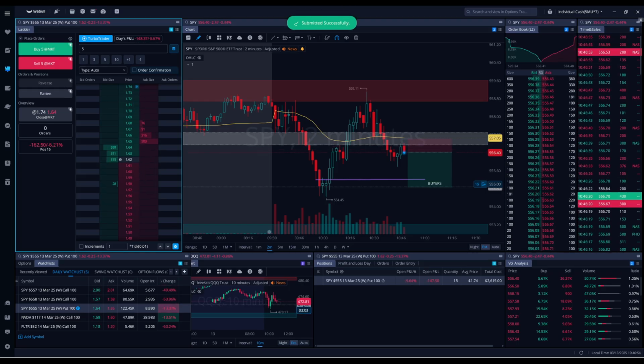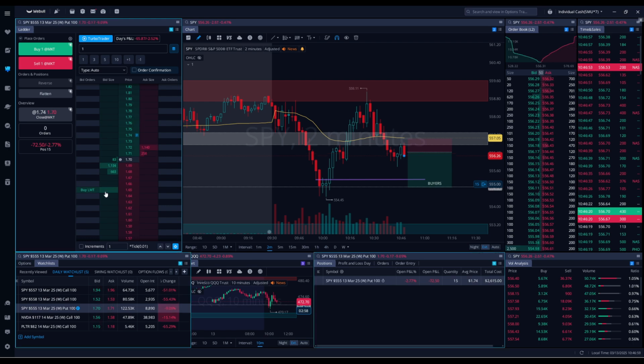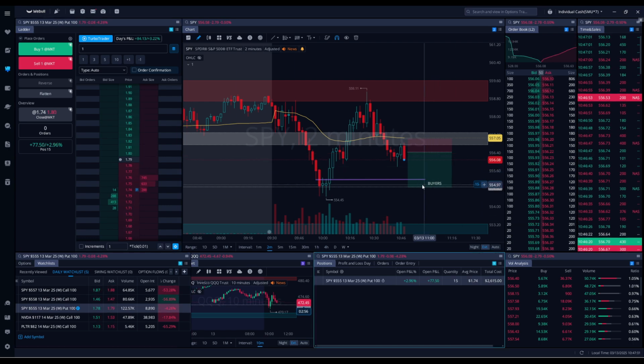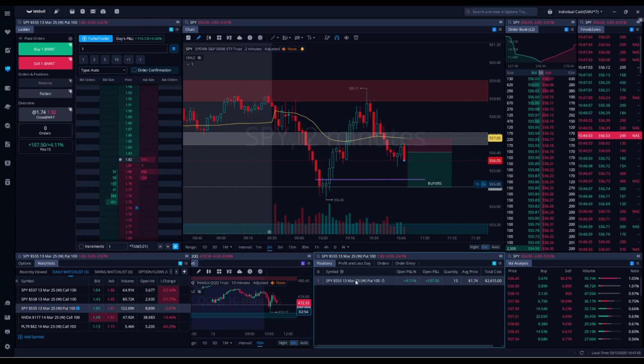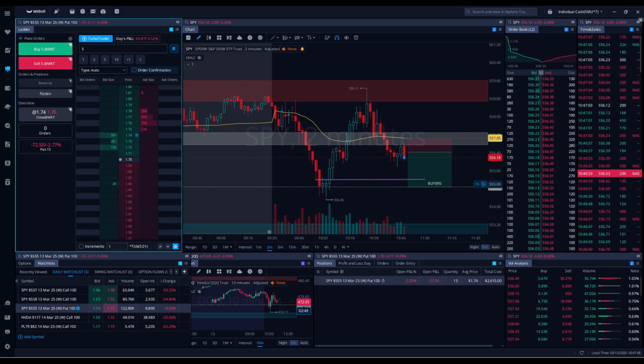All right, I'm adding into this trade, guys. There's your rejection there. So I added 5 more contracts. That's a confirmation here. I think we're going to come visit this buyer at the lows. So let's see if we can get a quick flush to the downside.